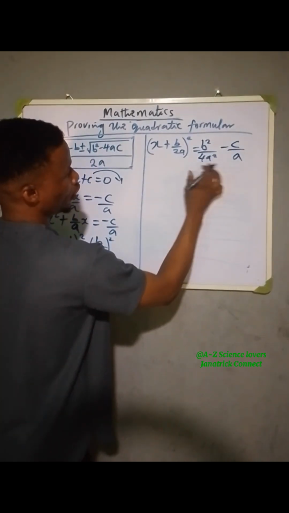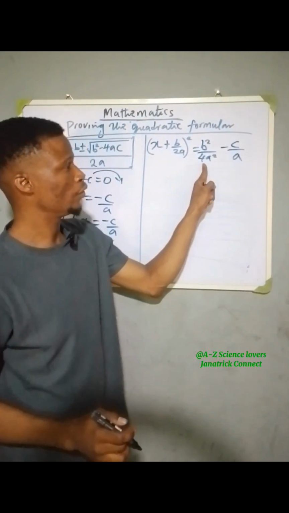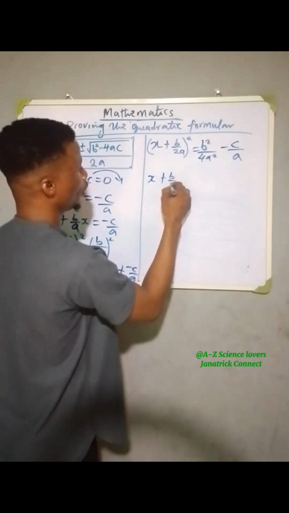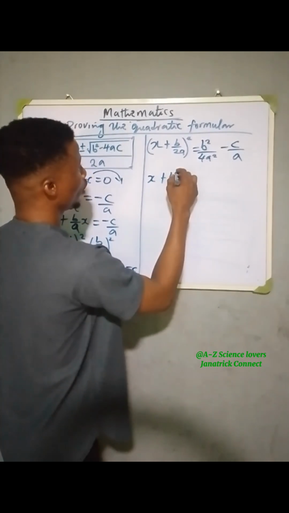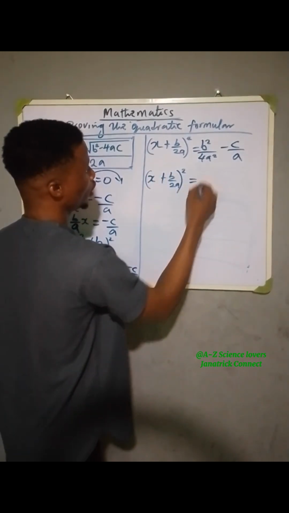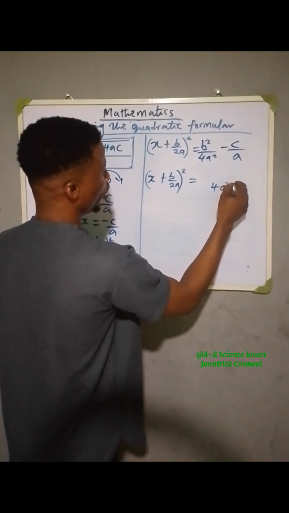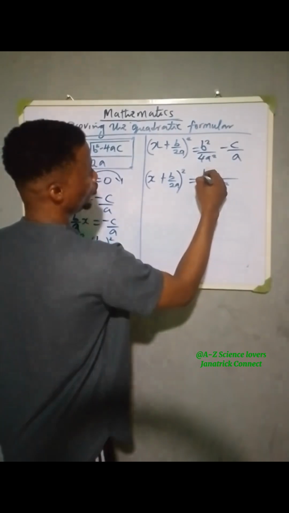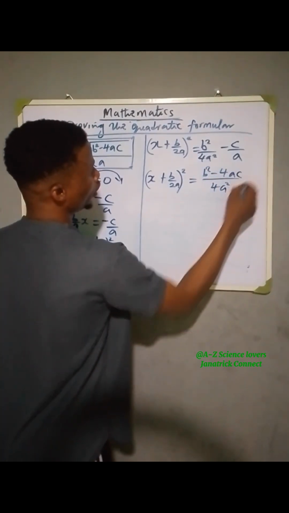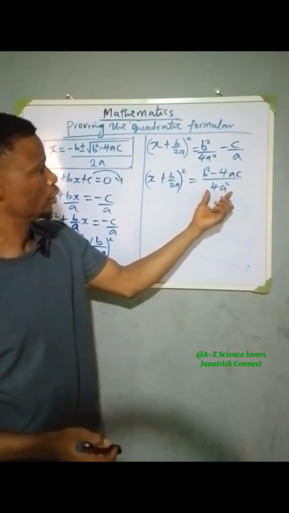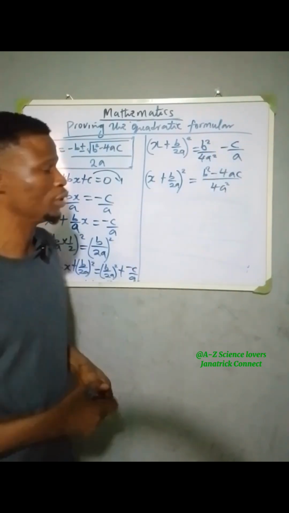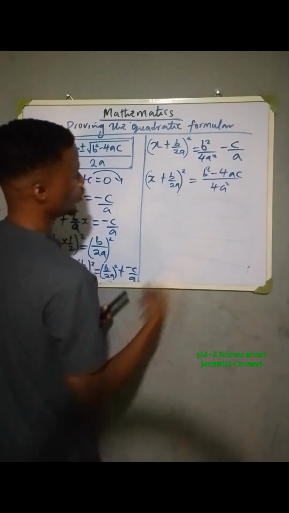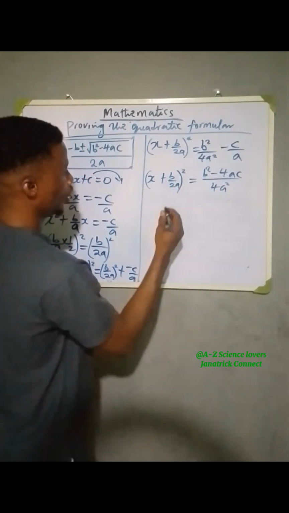So we are going to add this by finding the LCM of 4a squared and a, which is 4a squared. So that will be x plus b all over 2a all squared equals, the LCM here is 4a squared, and then if you add it, we have b squared minus 4ac. This is what we get here when we subtract this from this. You know the normal rule when you are adding and subtracting fractions, you apply it here. So by so doing, we are going to remove this square here.